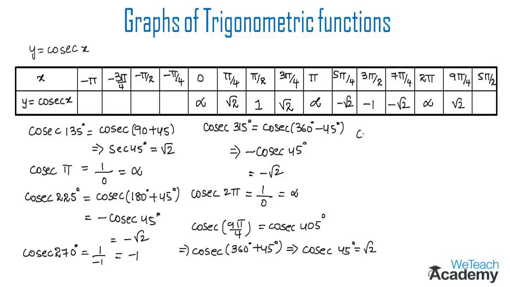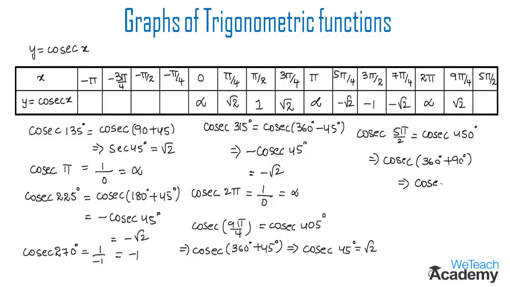And then at 5 pi by 2, cosecant 5 pi by 2 will be equal to cosecant 450 degrees. And this can be written as cosecant 360 degrees plus 90 degrees. And again this is in the form of cosecant 360 plus theta, which is equal to cosecant theta. So here we get cosecant 90 degrees. And the value of cosecant 90 is equal to 1. So here we get 1 as the value of y.